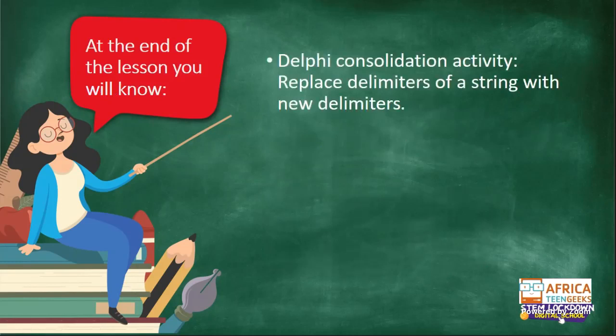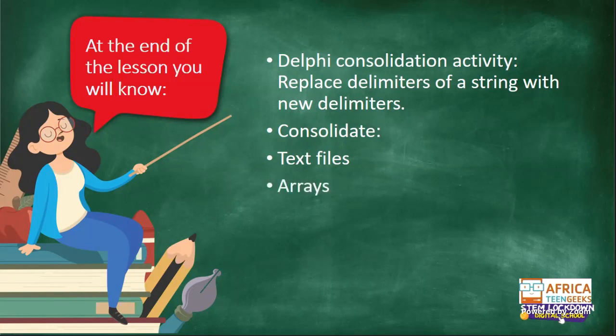So at the end of this lesson, we're going to replace delimiters of a string with new delimiters. And in this whole Delphi activity, we're going to consolidate a few things that we've been learning the last 3 weeks or so. The first one is text files, because I will be reading from a text file a whole bunch of sentences. What am I going to do with those text files? Well, we're going to use a procedure to read from the text file and populate the array at the same time, using those procedures, as I said.